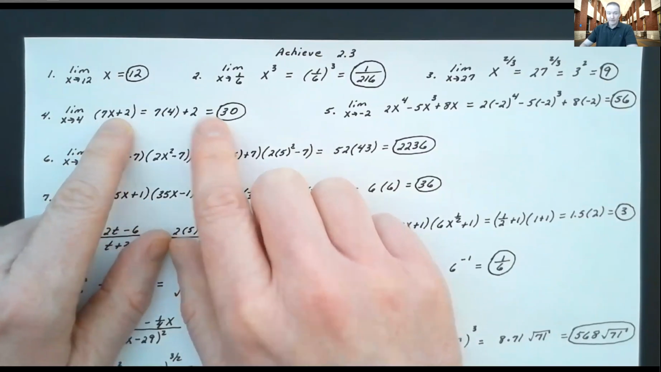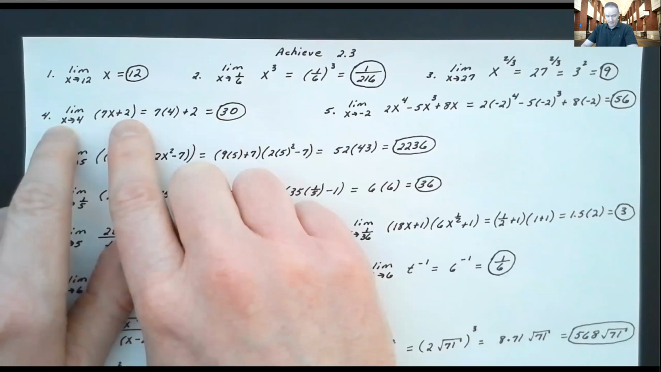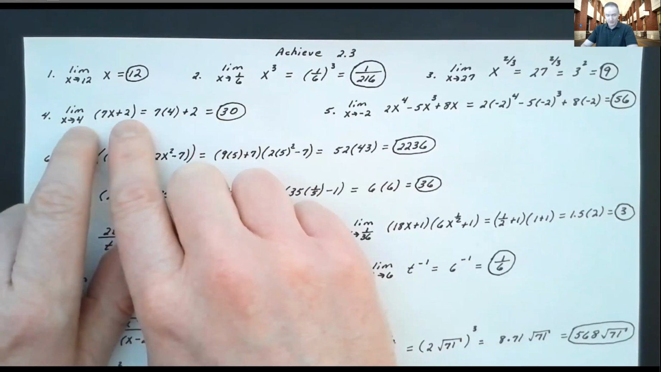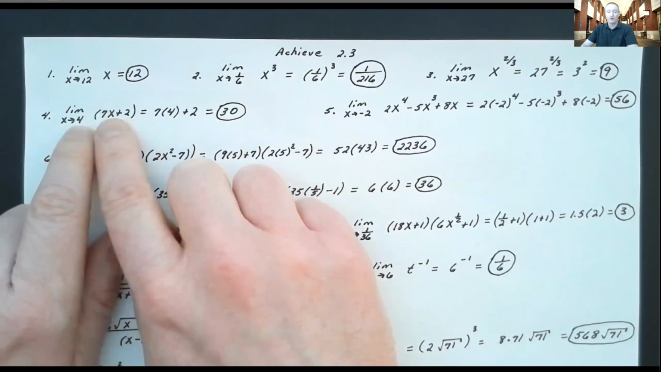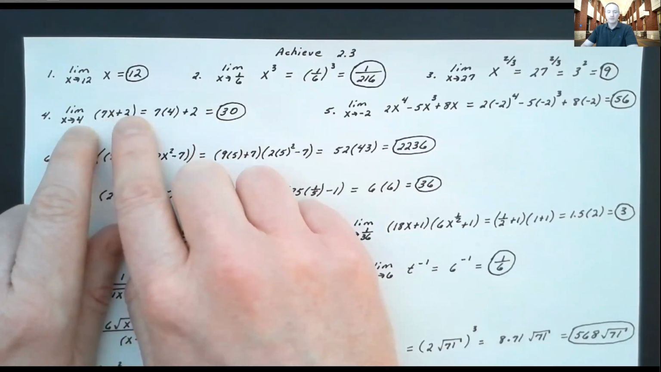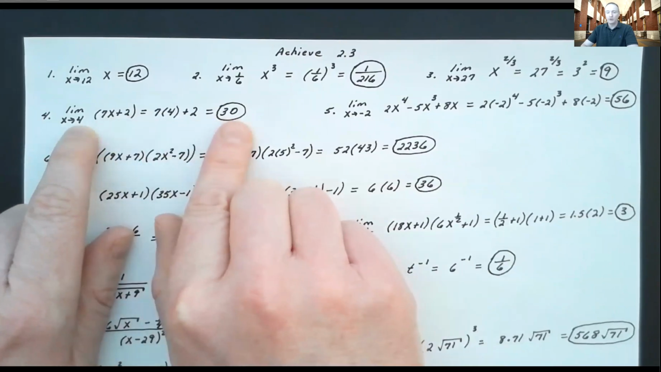The next one, you have a nice continuous linear function and you're asked what's the limit as x approaches 4. Well, the limit as x approaches 4 is the same thing as f of 4. Just 7 times 4 plus 2. We get our 28 plus 2 or 30.